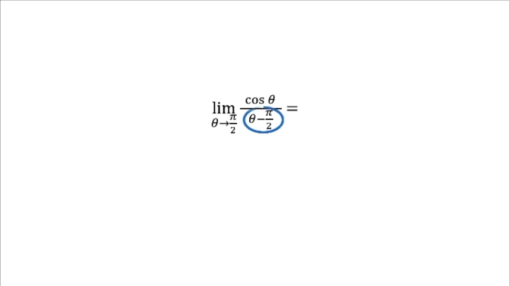First, the denominator approaches 0 when theta approaches pi over 2. Also, the numerator approaches 0 when theta approaches pi over 2. Taken together, this limit is an example of what is called a type 0 over 0 indeterminate form, because both the numerator and the denominator approach 0.